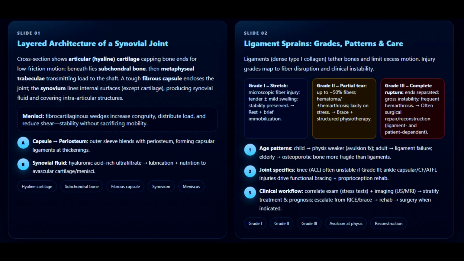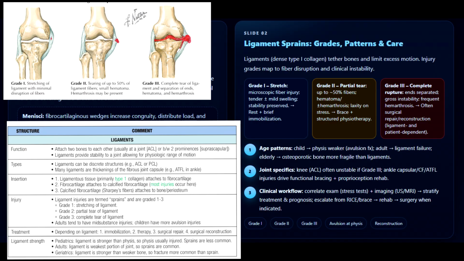within the joint. Speaking of menisci, you see them interposed between the opposing bony surfaces. These fibrocartilaginous wedges increase congruity, distribute load, and reduce shear. Together, this arrangement ensures stability without sacrificing mobility, which is the hallmark of synovial joints.